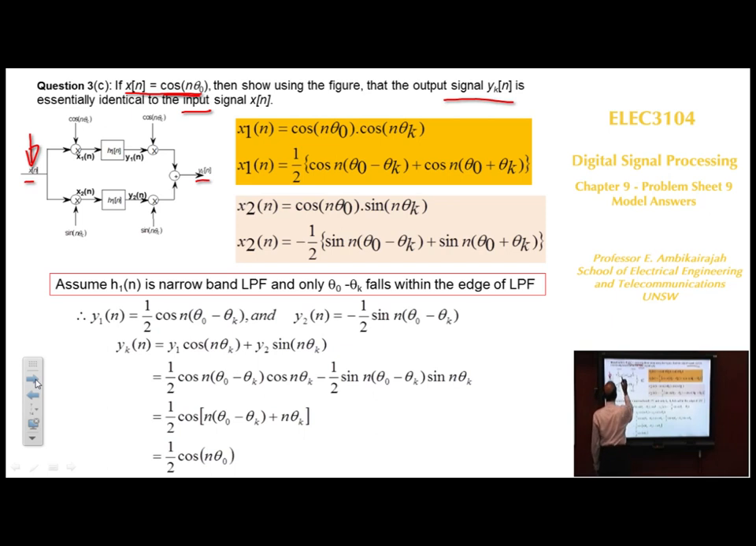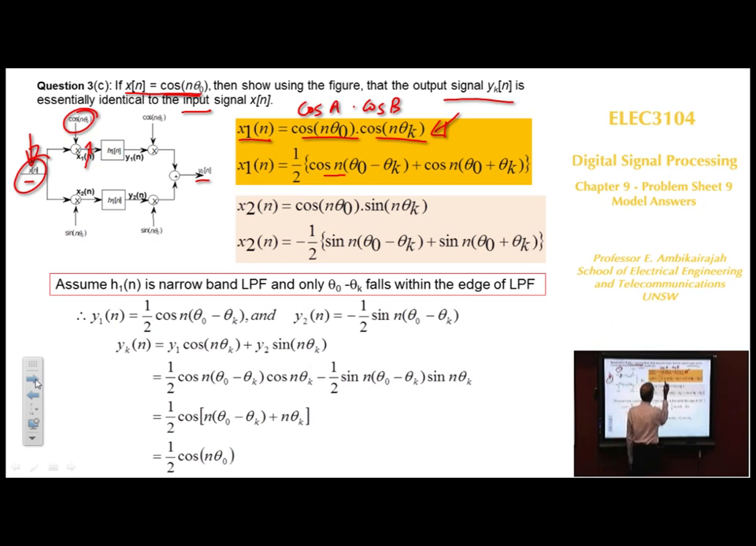Okay, let's start with x1 at that position, that multiplied by the original. x1 is that multiplied by the original. And you use trigonometry here. You will have the cos A times cos B formula, which is half cos A minus B times cos A plus B. That's the trigonometry formula. That formula will be given if that question is there in the exam or anywhere. Normally you are not expected to remember that.